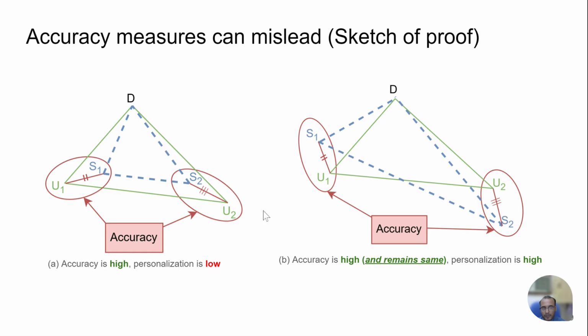And just to make a quick point, accuracy measures don't really do the job, because you can have very high accuracy while the personalization can vary from very low to very high at the same time.